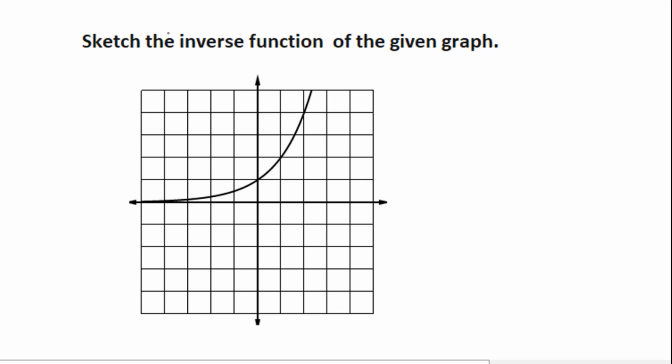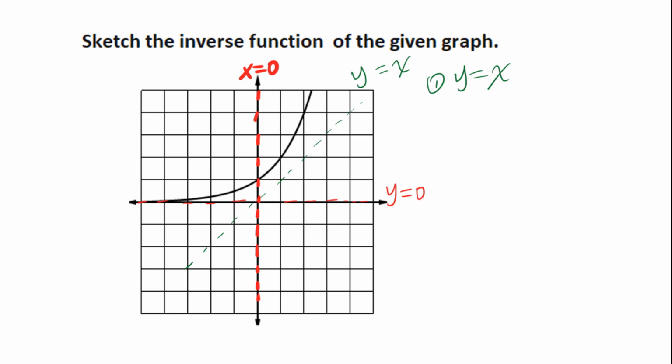Sketch the inverse function of the given graph. We can see this is an exponential function. So there is a horizontal asymptote line, y equals 0. So for the inverse function, there will be a vertical asymptote line. That will be x equals 0. Then we need to draw y equals x. So this is the line y equals x.